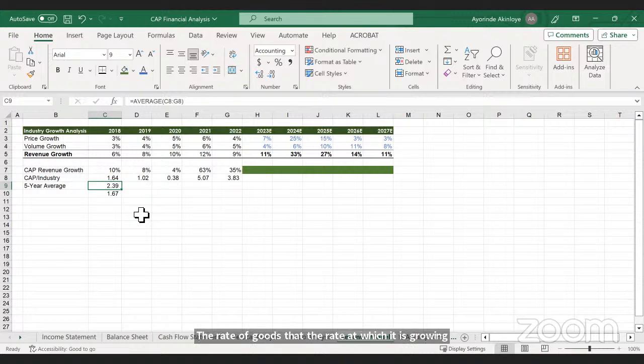So if that rate will reduce, what I can do is apply a discount to the rate at which it has been growing faster than the industry in the past. So I apply a discount to it to estimate the rate at which it will be growing faster than the industry in the future.